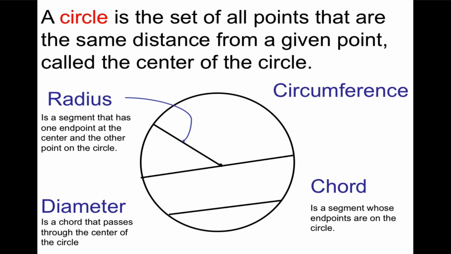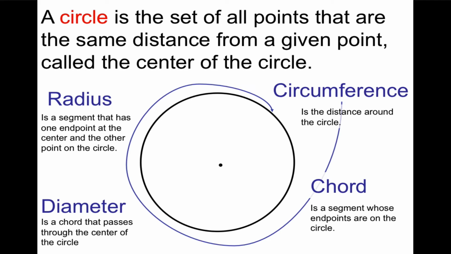Radius is half the diameter. So it's a segment that has one endpoint at the center and the other on the circle. And it's exactly half as long as the diameter. And finally, the circumference is the distance around the circle. If this were a polygon, we would call that the perimeter, right? It's the distance around it. But because it's a circle, we have a special name. We call it the circumference.